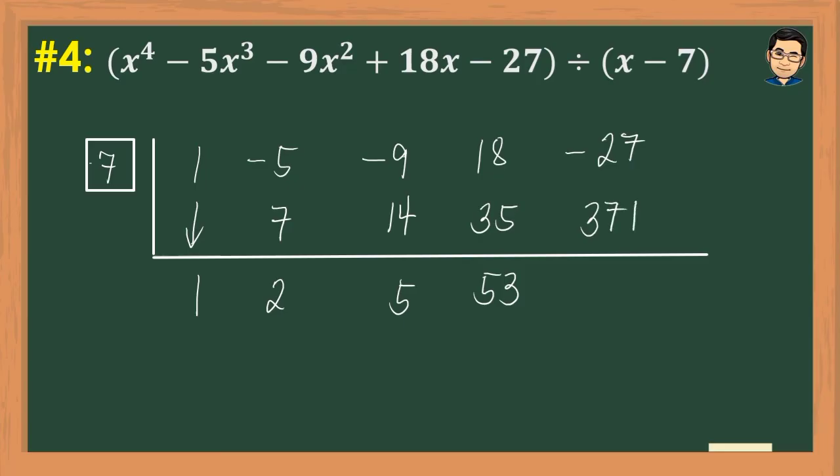Okay. So, unlike signs po sila, i-add natin, we follow the sign of the bigger value and then we subtract. So, 371 minus 27, that is 344. So, as you can see, yung ating remainder is also 344.